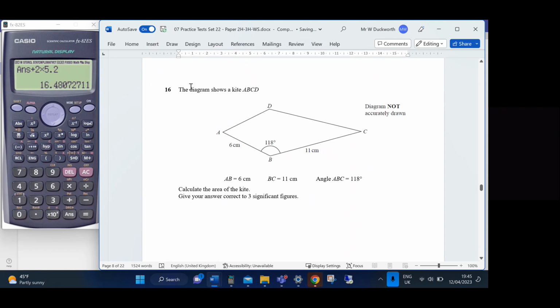So the diagram shows a kite A, B, C, D. Calculate the area of the kite. Give your answer.